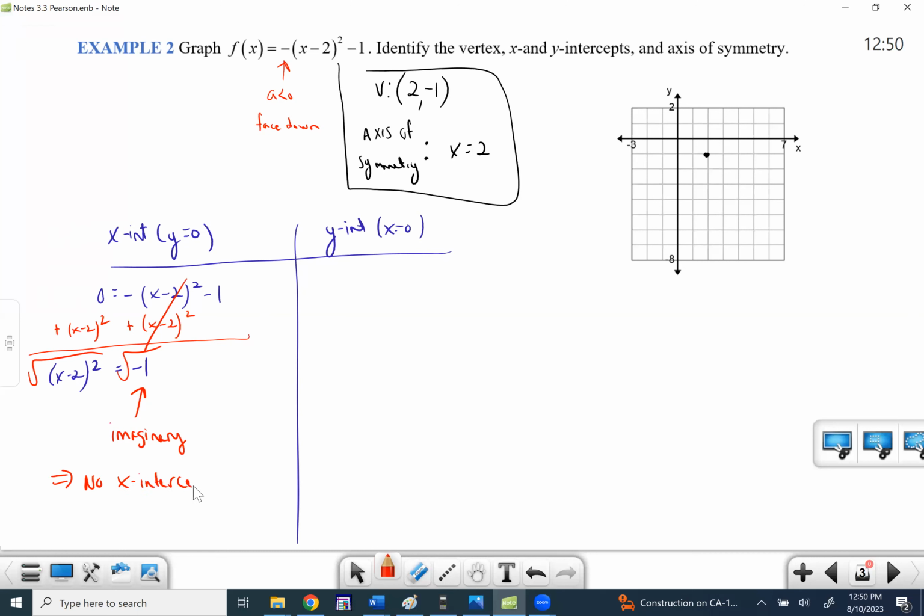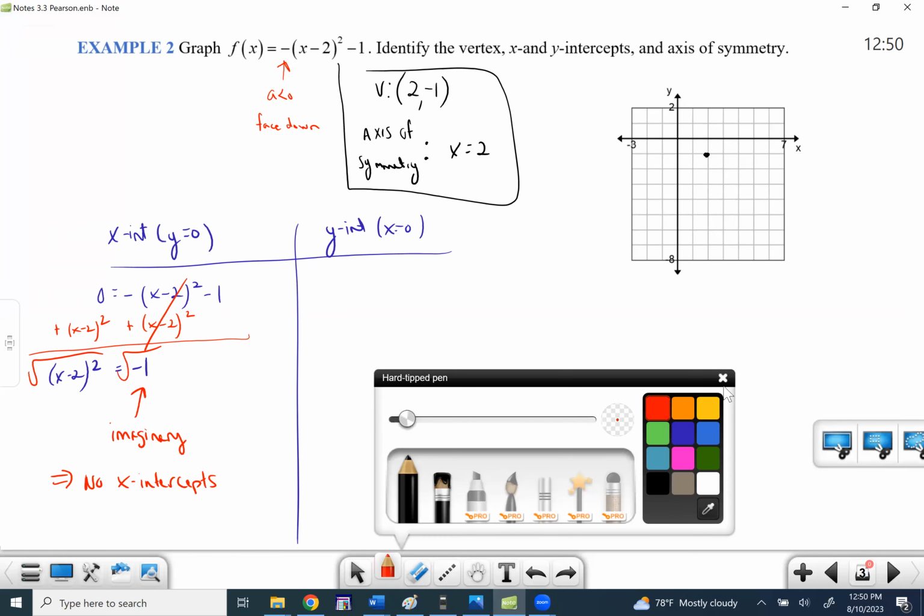It's possible, right? Actually, that makes complete sense. We just got done saying that the vertex was at 2, -1, and that we're facing downward. Well, if we're facing downward, there's no way we're going to be able to cross the x-axis. So that makes complete sense. All right, let's go in here and get the y-intercepts.